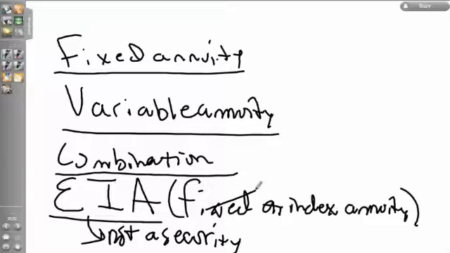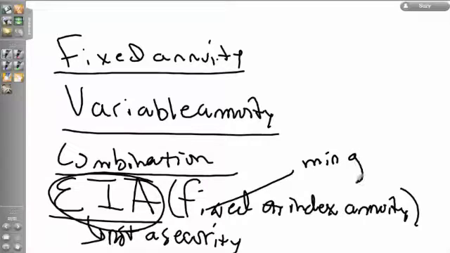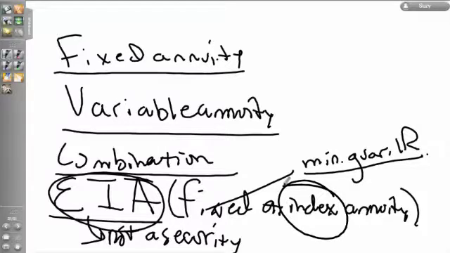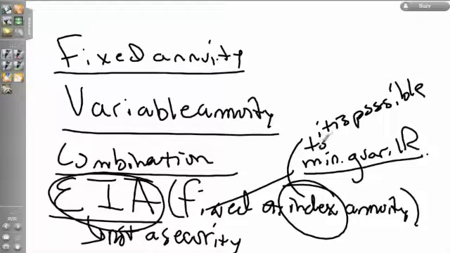So why is that? Because with this equity indexed annuity, what ends up happening is there is on the earnings a minimum guaranteed interest rate. Generally speaking, the minimum guaranteed interest rate on the equity indexed product is going to be less than what you'd have on a fixed annuity. Why? Depending upon the performance of the index, it is possible to earn more than the minimum. It is possible to earn more than the minimum.